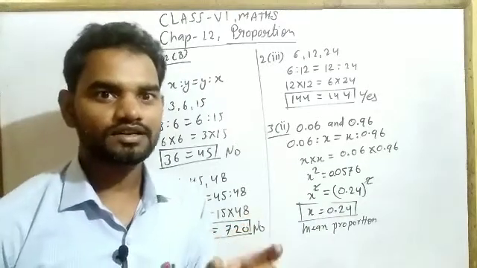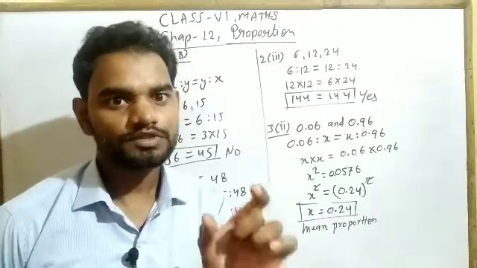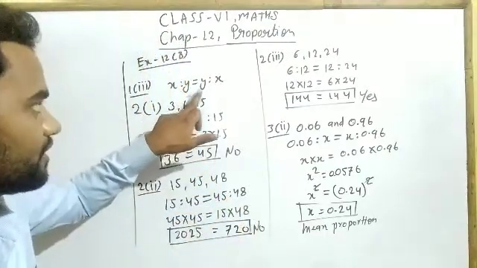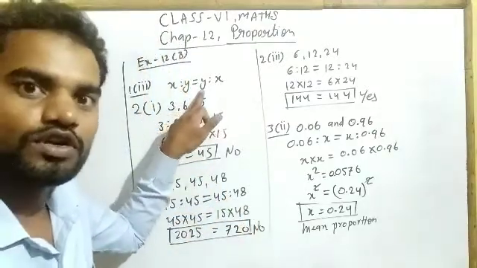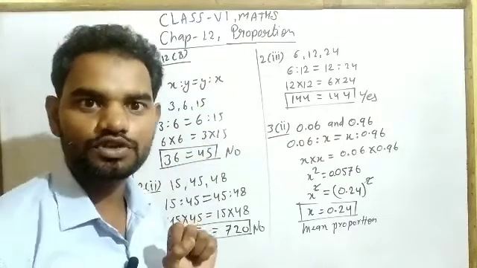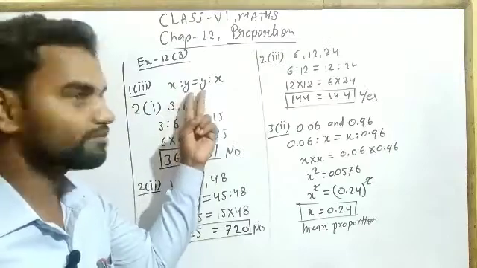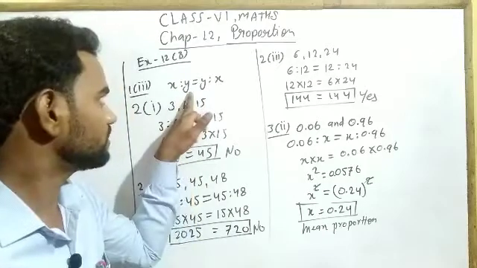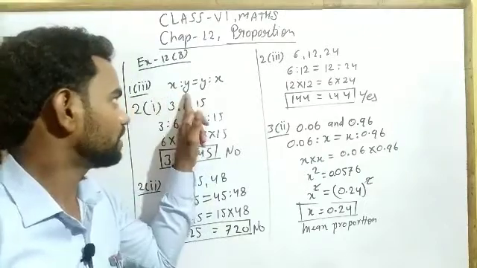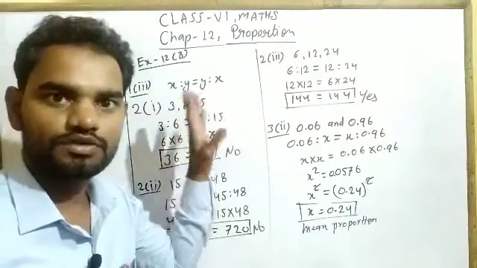Then if the terms are in continued proportion, it means the middle term will be repeated, because the question already told us that the given quantities are in continued proportion. Continued proportion means the middle term will be repeated. So here y is repeated, so x ratio y equals y ratio z.